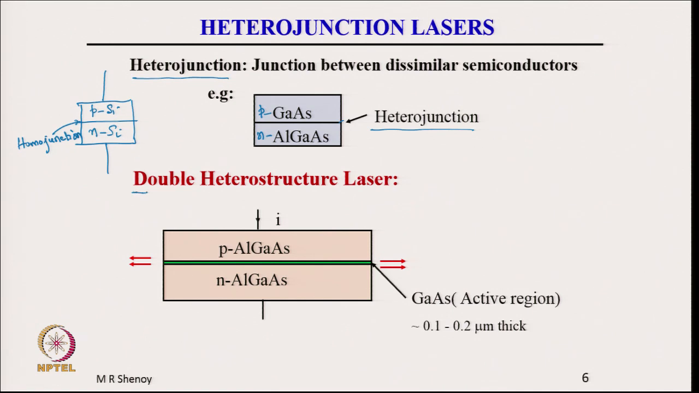The DH that we have used in the earlier two slides stands for double heterostructure, a structure which has at least two heterojunctions, there may be more, but at least two heterojunctions is a double heterostructure.